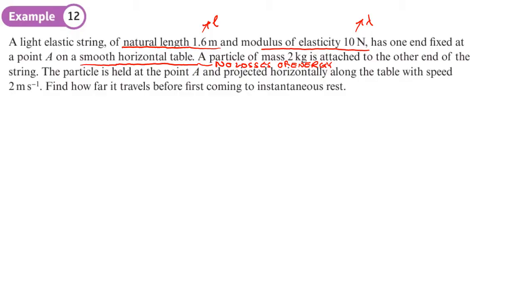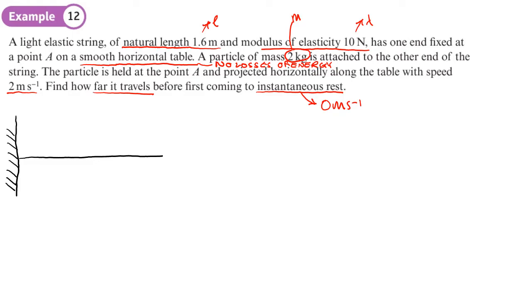Particle of mass 2 kg, so there's our value of m, attached to the other end of the string. The particle is held at point A and projected horizontally along the table with speed 2 meters per second. Find how far it travels before first coming to instantaneous rest. So in other words, when the speed of the particle becomes 0 meters per second.